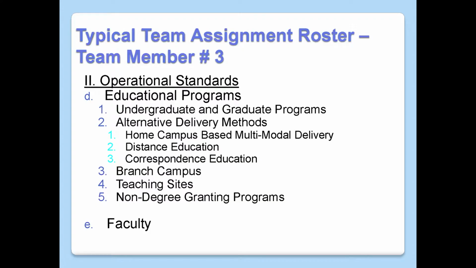Team member number 3 is generally going to oversee or give evaluation to educational programs: undergraduate, graduate programs, any alternative delivery methods, which would include distance ed, branch campuses, teaching sites, any of those kinds of things. And generally this person will also give review of faculty and make sure that faculty issues are in compliance. So generally speaking, can you imagine what this person probably does in their own institution? Academic dean, most likely, yeah.